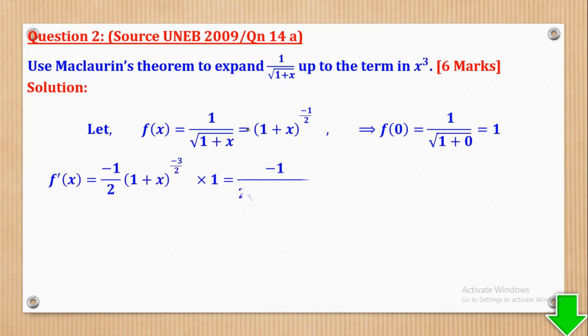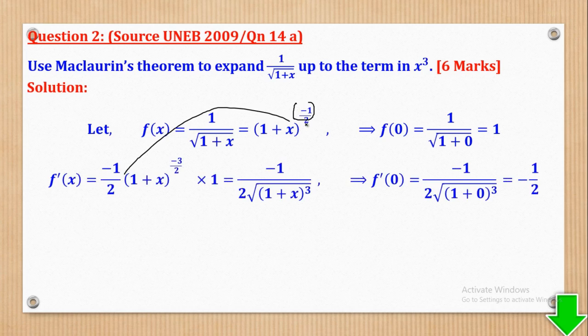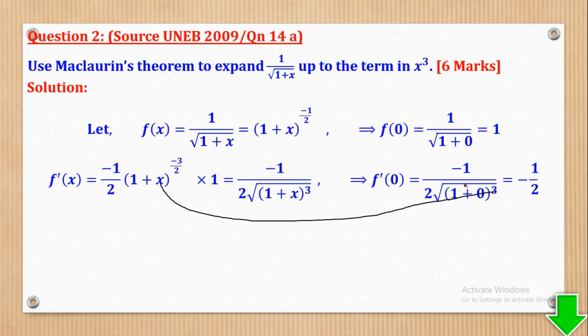Then I have to differentiate it. Differentiating means bring down the power, which is that, reduce this power by 1, so you come up with this. Then multiply by the derivative of the inner bracket. So when I differentiate, 1 plus x gives me 1, which is there. Then after that, I'll substitute where there is x, put there 0 to come up with negative a half.